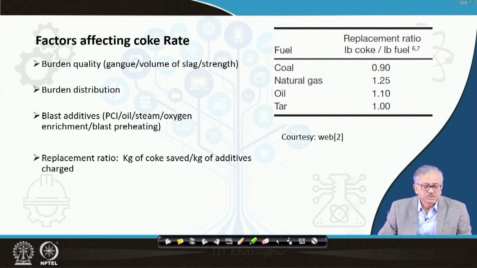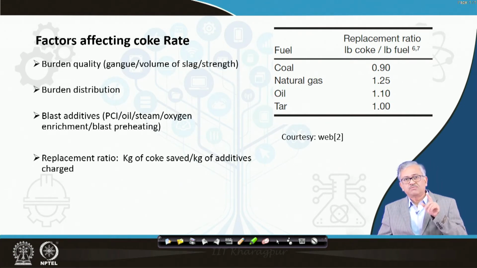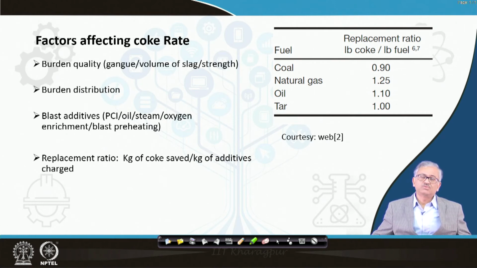And the replacement ratio, you can see, is the kg of coke shipped. It is defined as the kg of coke saved per kg of additives that we charge, and you can find some of the replacement ratios. For coal it is 0.9. Obviously, it is for a high rank coal, because if the rank of the coal is lower, the fixed carbon is less, so the replacement ratio is not that much. So, PCI replacement ratio is 0.9 for a high rank coal. Low rank coal does not give that much replacement ratio. Similarly, natural gas 1.25, oil also has 1.1, and tar is 1.